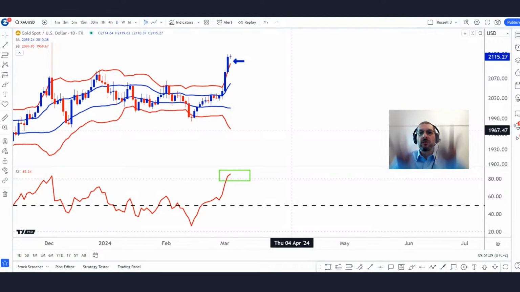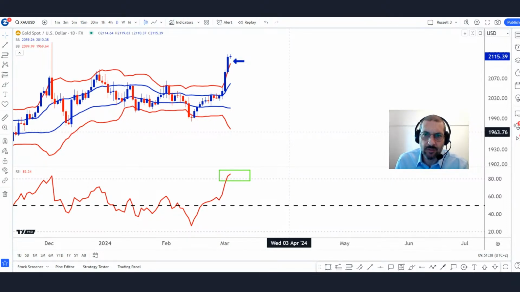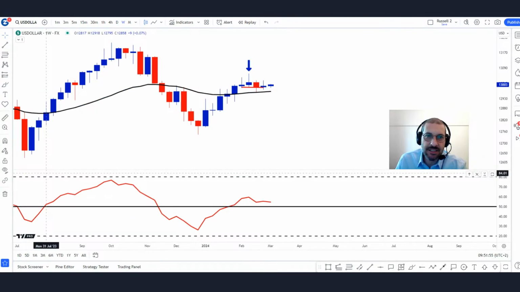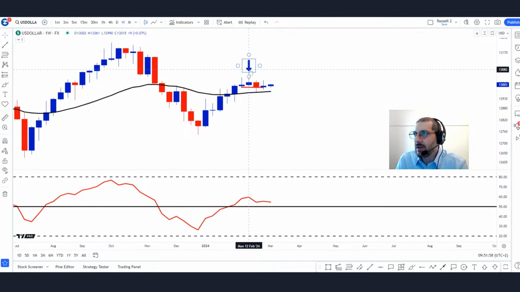So if gold is moving up, let's take a look at the US dollar, which would be, one would think, the contra of the gold price. So I'll just bring up the US dollar weekly chart, and then we'll do a top-down analysis. Okay, so this is the US dollar. Here is the potential reference candle.